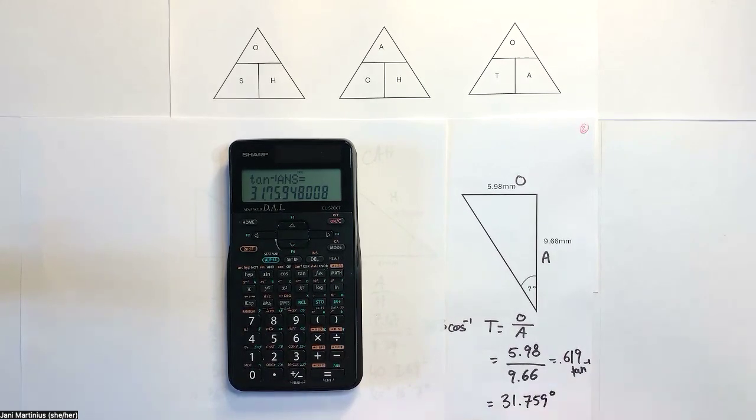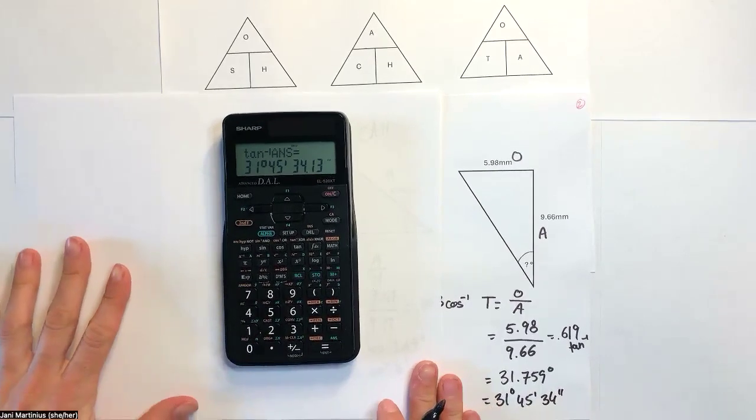And squeezing in there, inverted tan function, which is second function tan, says 31.759 degrees. And if we hit the second function and degree or DMS button, it gets us the 31 degrees, 45 minutes, and 34 seconds. Oh, and that's a bit too low. There you go.